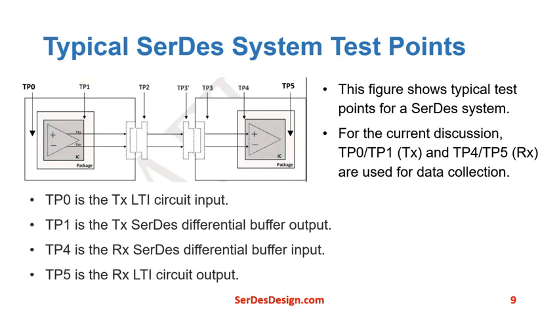To start, let's talk about the typical SerDes system test points. This figure shows these typical test points. For the current discussion, TP0 and TP1 are used for the transmitter, and TP4 and TP5 are used for the receiver, the data collection points. TP0 is for the transmit LTI circuit input. TP1 is the transmit SerDes differential buffer output. TP4 is the receive SerDes differential buffer input, and TP5 is the receiver LTI circuit output.